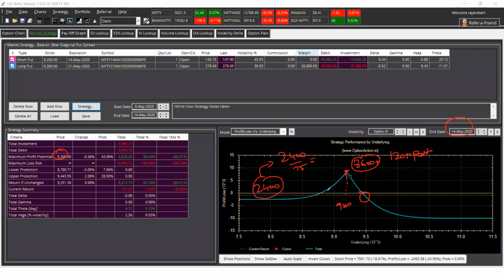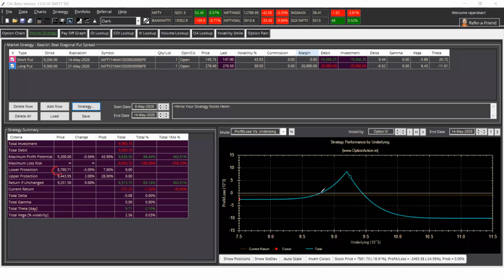Even if the market goes extreme downside, or markets are mostly going sideways or extremely down, you are very well protected on the extreme downside. And that too, this strategy is protected between 8,700.